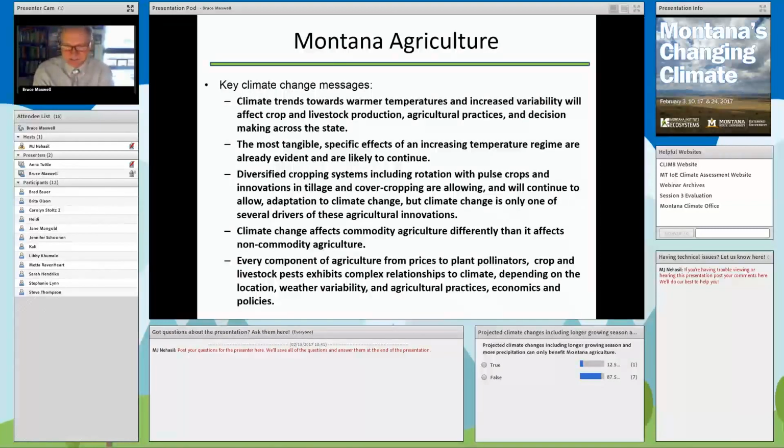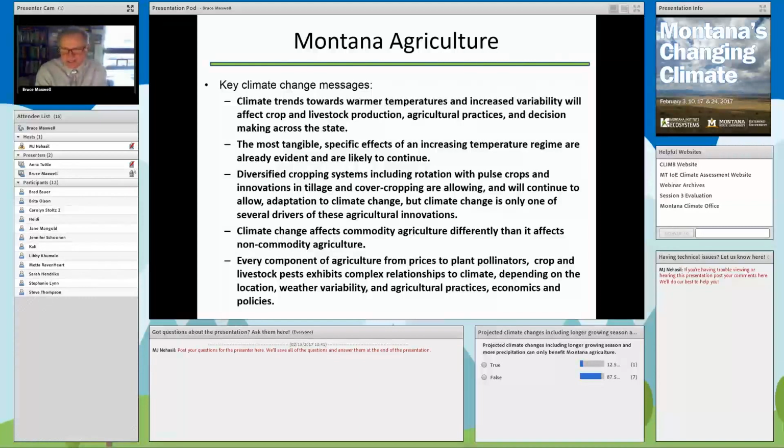Climate change affects commodity agriculture different than it affects non-commodity agriculture. So certainly we have the market gardens, as I've said. There are probably positive things out there, although a lot of those gardens rely really heavily on irrigation. And if we have late season loss of irrigation, their seasons are going to end up being shortened. They might be lengthened in the beginning of the season, but shortened toward the end. So there can be different effects there.